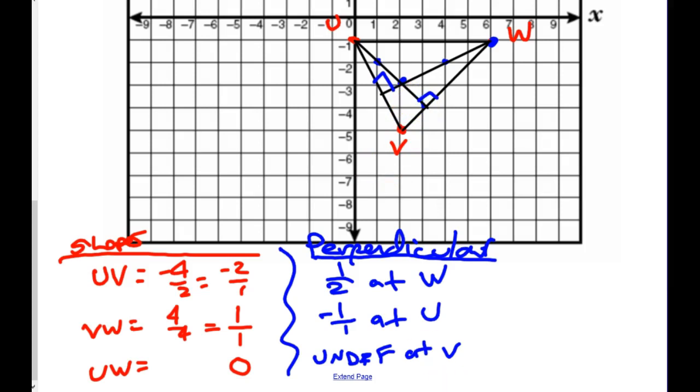And then last but not least, from V, undefined means straight up and down. So all the way through there. And we'll use our straight line to make that. All that's great. It makes a right angle like we said it would. And do you see the orthocenter right where they all cross, right there, at 2, negative 3. So the orthocenter is at 2, negative 3. And that's how you're going to do it on your quiz.